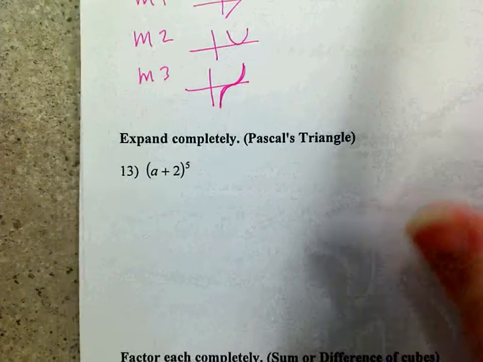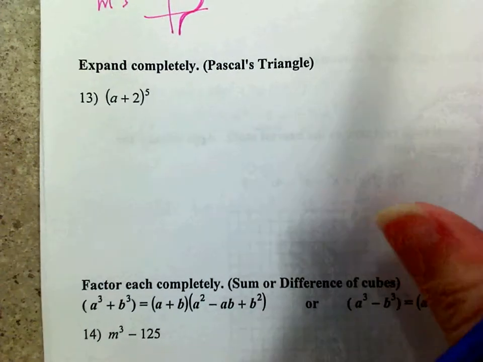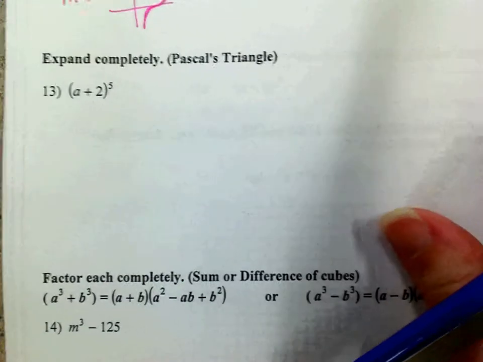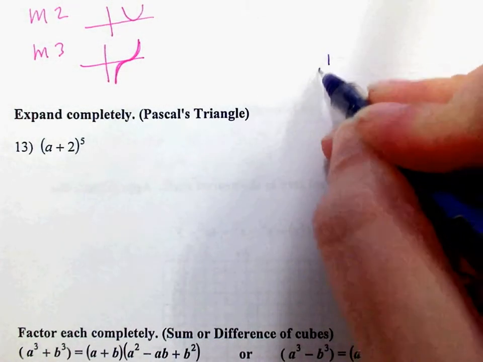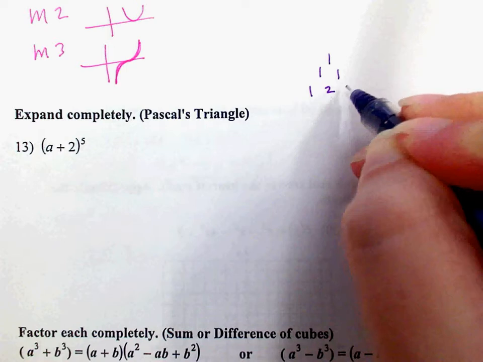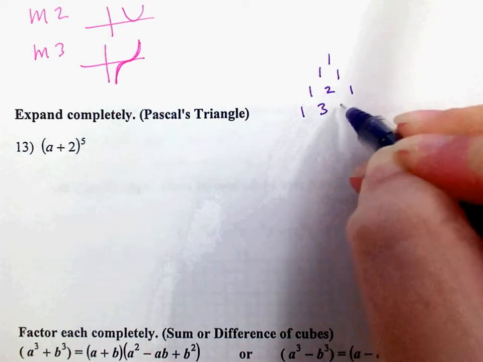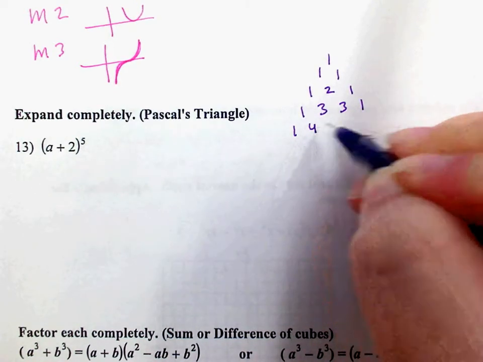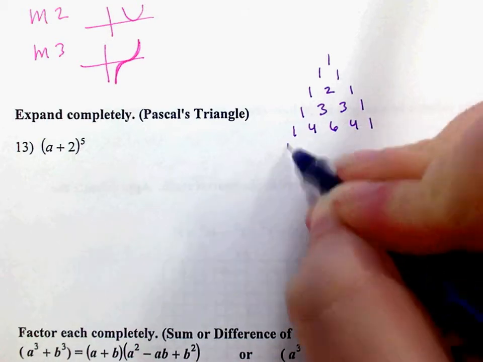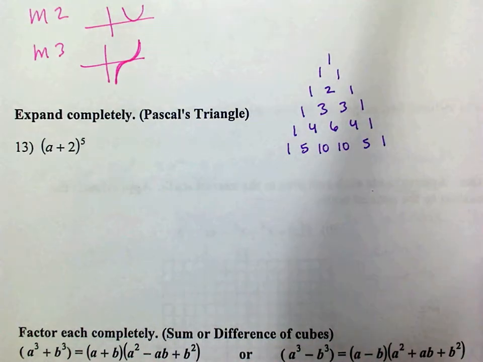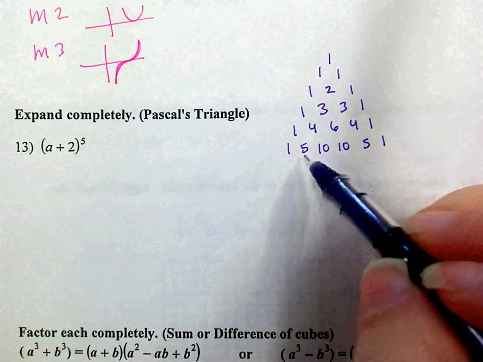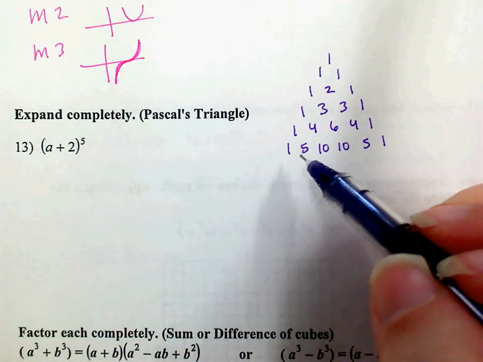Okay, Pascal's triangle. Remember Pascal's triangle? Okay, so let's write it out right quick. 1, 1, 1. 1, 2, 1. Which one is this? The bottom one? Right, because this is the one that has the 5 in it, right? That's being raised to the 5th power. Okay, so what do I do with these numbers?